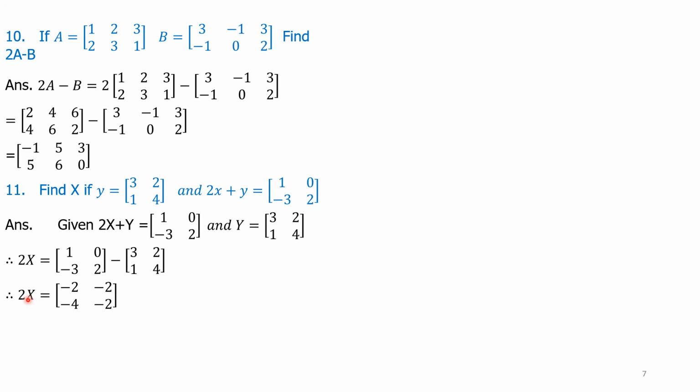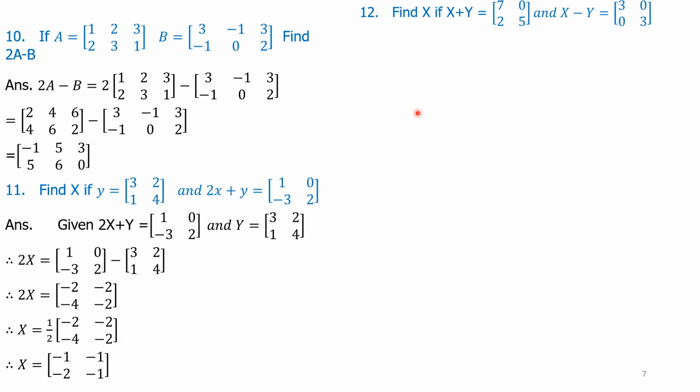Therefore, 2X is equal to [[-2, -2], [-4, -2]]. Therefore X is equal to 1 by 2 of this matrix. The 2 comes to the denominator, and we divide the matrix by 2. So X is -2 by 2 is -1, -2 by 2 is -1, -4 by 2 is -2, -2 by 2 is -1. That is the answer. Next question.